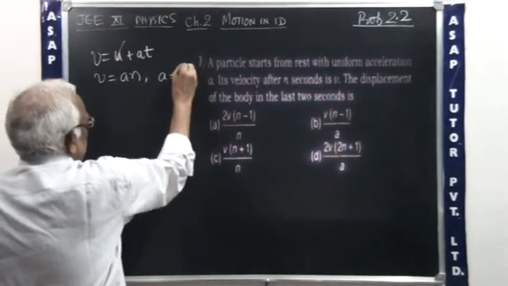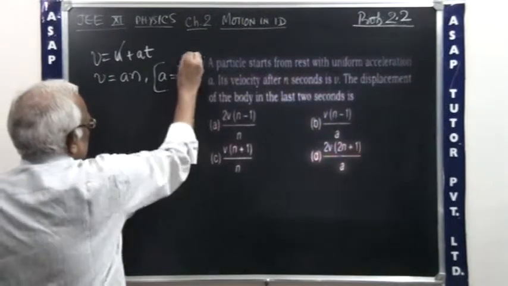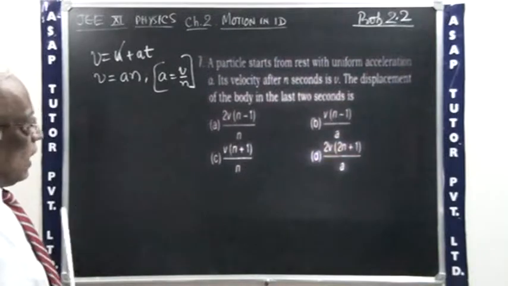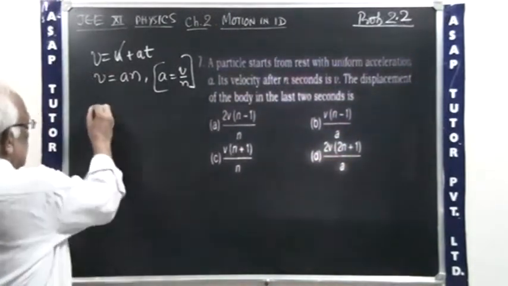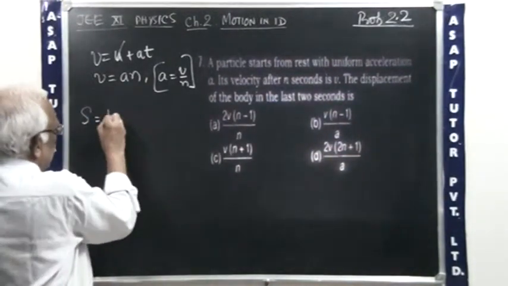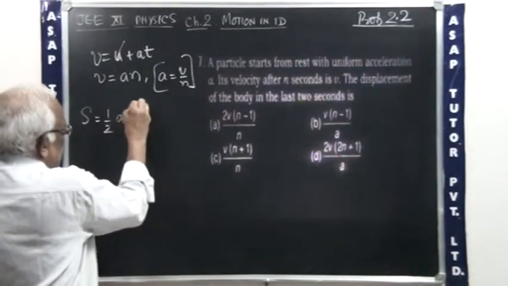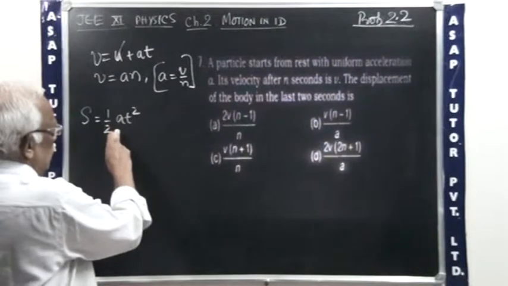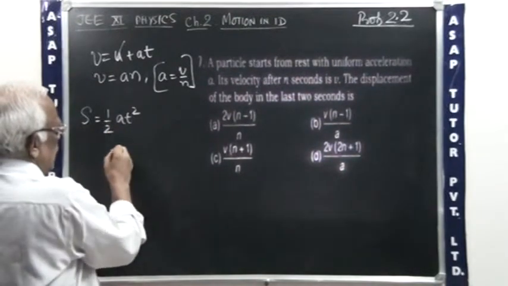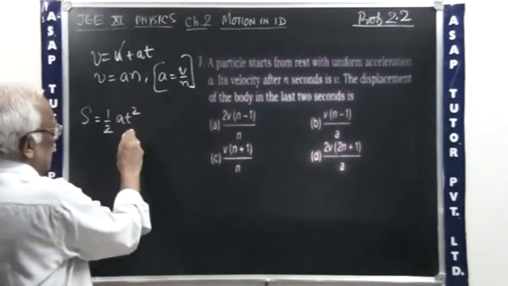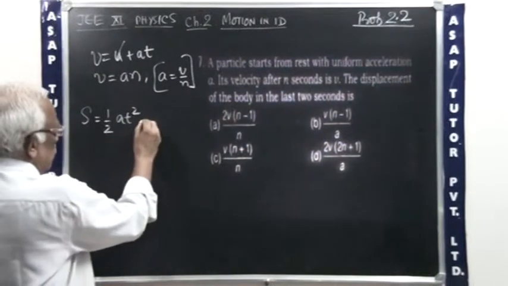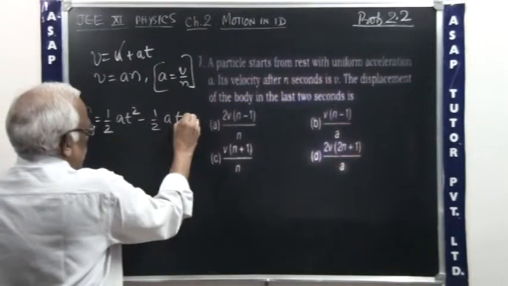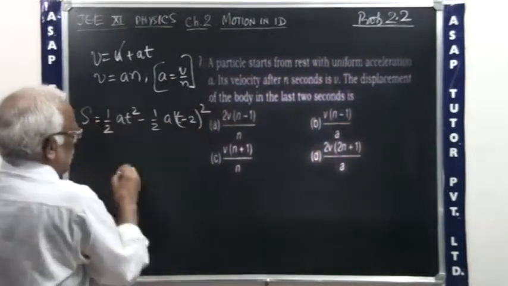So acceleration is going to be v by n. This is what I'm going to keep in mind. Then I want the displacement in the last 2 seconds. So this again I will be using half a t square because the initial velocity is 0. So this will come into the picture. So I'll be using half a, and the next part is, instead of t, now I have to use t minus 2. So minus half a, this (t minus 2) square, that is what is required.